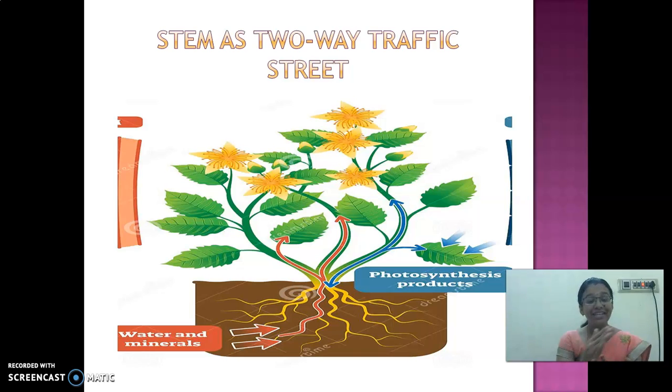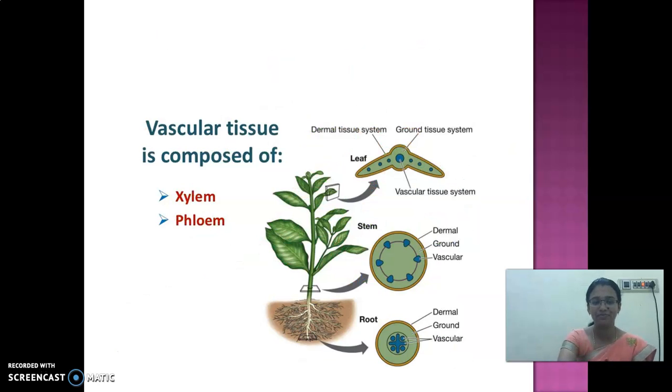So what we had discussed in the previous part is that the stem acts as a two-way traffic street. One is for transport of water and minerals from the root to other parts of the plant, and then the products of photosynthesis from the leaves are transported to other parts. So that is where the stem acts as a two-way street. And how does all this take place? This transport takes place with the help of the stem.